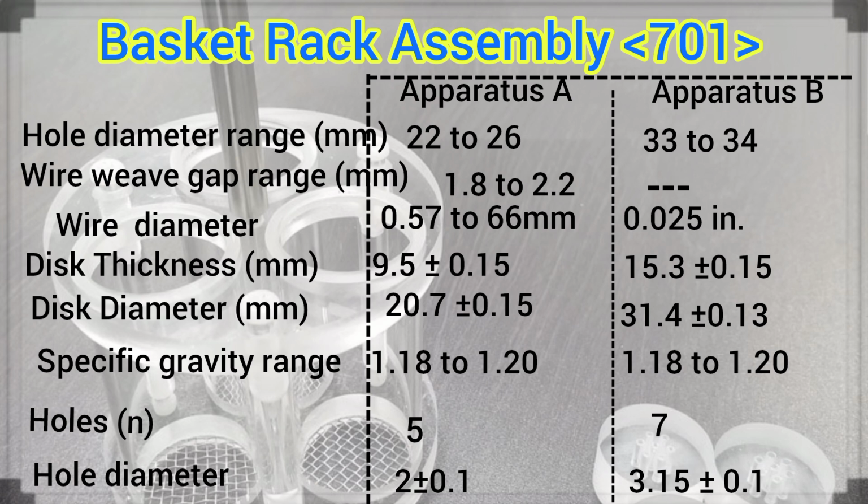Disc thickness for apparatus A is 9.5 plus or minus 0.15 mm and for apparatus B 15.3 plus or minus 0.15 mm. Disc diameter for apparatus A is 20.7 plus or minus 0.15 and for apparatus B 31.4 plus or minus 0.13. Specific gravity range for both apparatus A and B is 1.18 to 1.20. Number of holes 5 and 7 respectively. Hole diameter for apparatus A is 2 plus or minus 0.1 and for apparatus B 3.15 plus or minus 0.1.